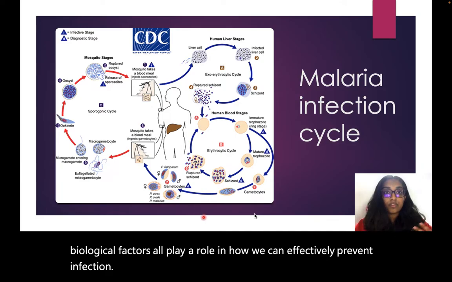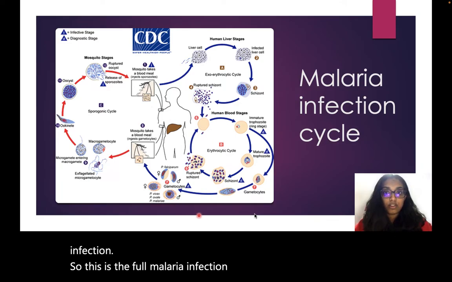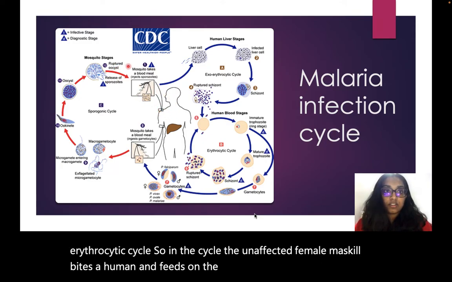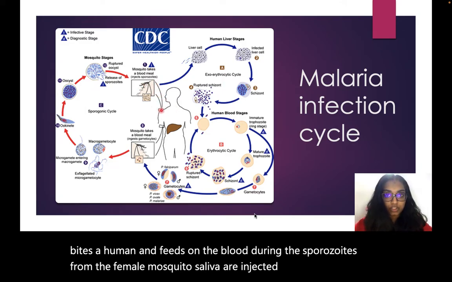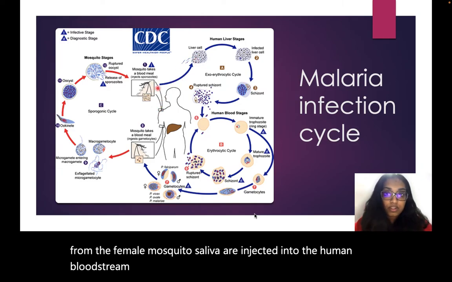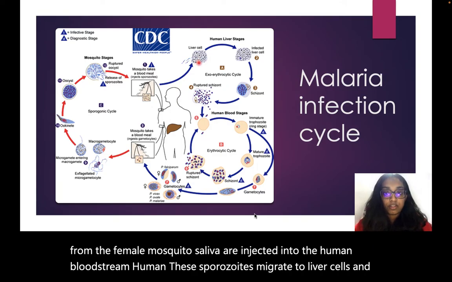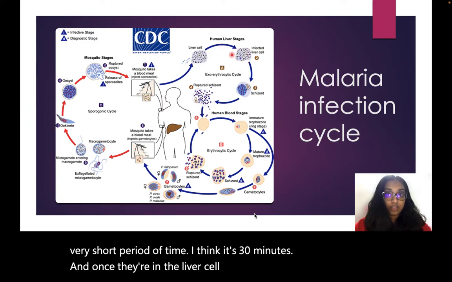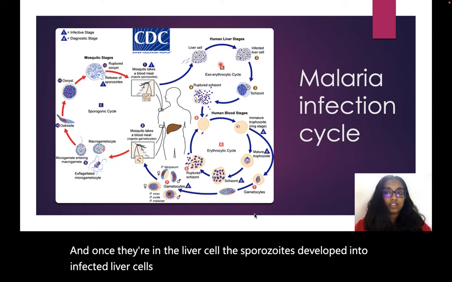So this is the full malaria infection cycle, and it starts with the exoerythrocytic cycle. In this cycle, the infected female mosquito bites a human and feeds on the blood. During this, the sporozoites from the female mosquito's saliva are injected into the human's bloodstream. These sporozoites migrate to liver cells in a very short period of time, actually. I think it's 30 minutes. And once they're in the liver cell, the sporozoites develop into infected liver cells called schizonts, which are made up of thousands of merozoites.